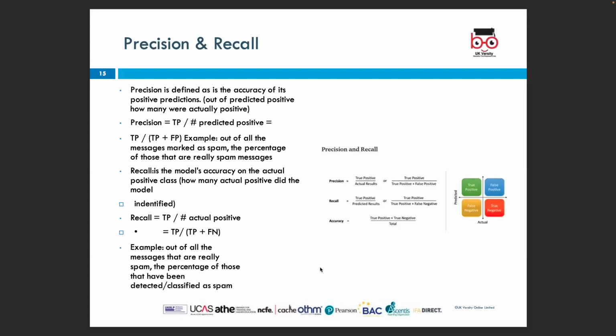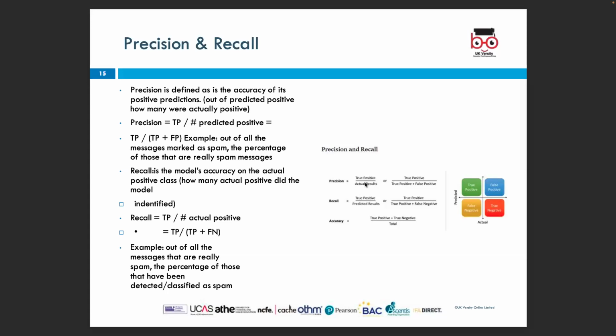Recall is the model's accuracy on the actual positive class. How many actual positives did the model identify? And then we have the formula for recall, which is TP divided by TP plus FN, which is false negative. So instead of using false positive, we use false negative. For example, out of all the messages that are really spam, the percentage of those that have been detected or classified as spam. So we have precision and recall.